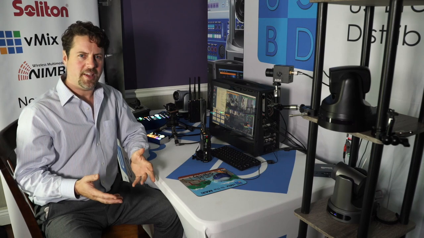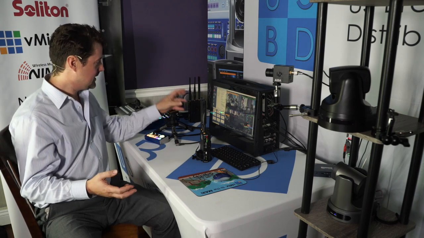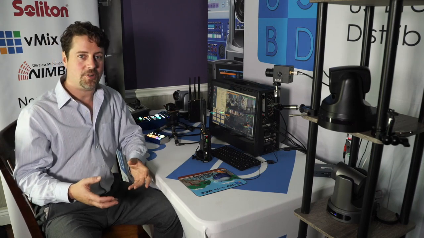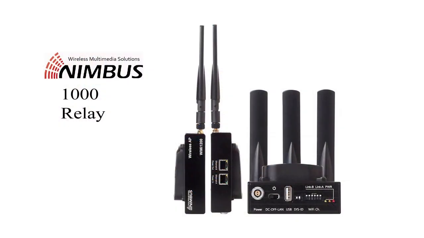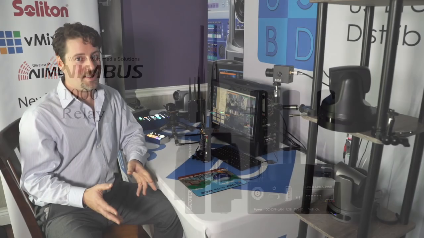Now, what is a relay? A relay is a device that sits between the transmitter and the receiver that lets it actually go further, up to 4,000 feet additional in distance, but more importantly, it allows you to go around corners.